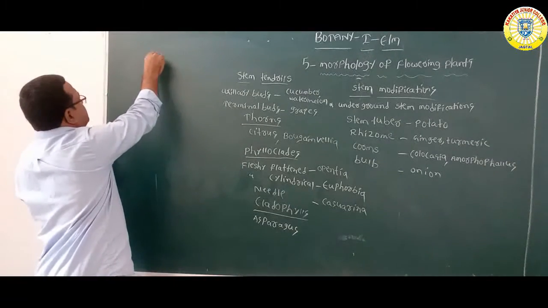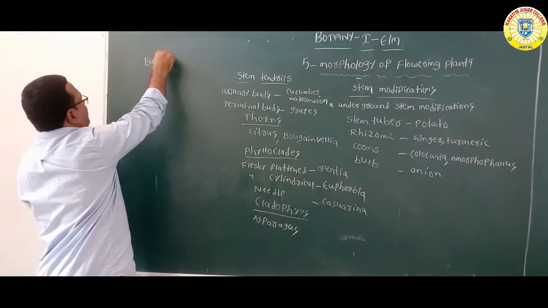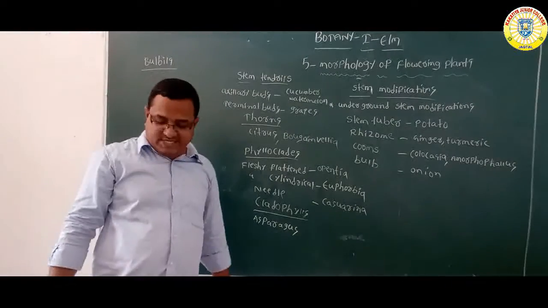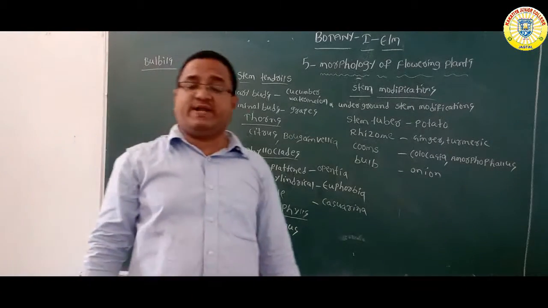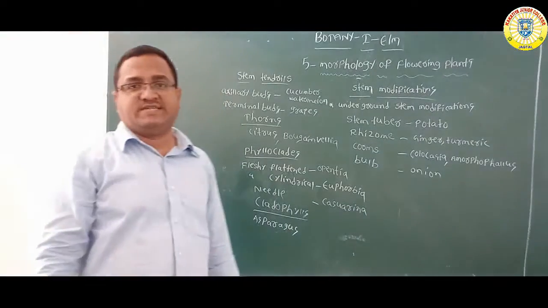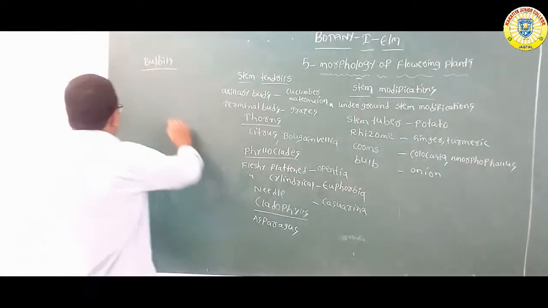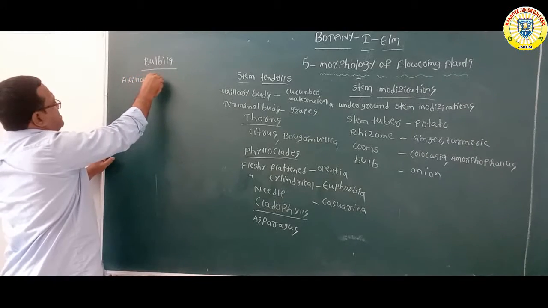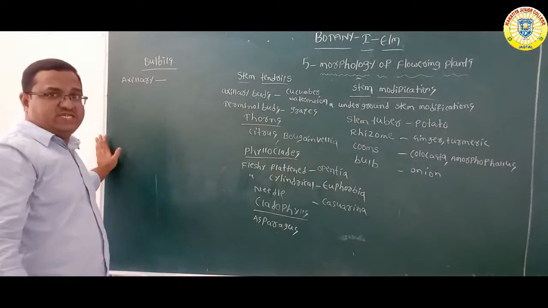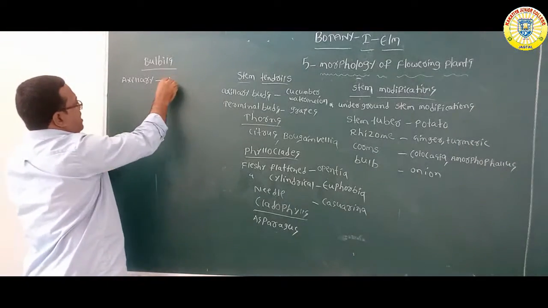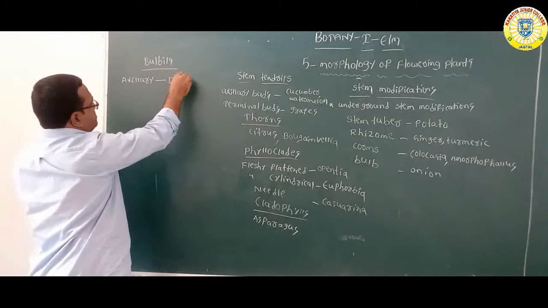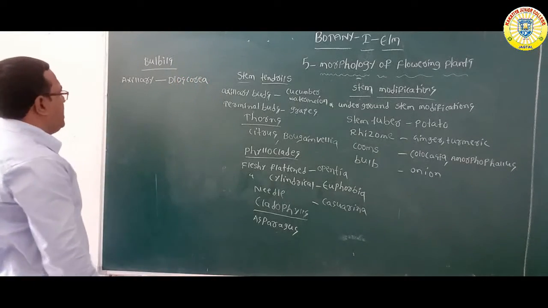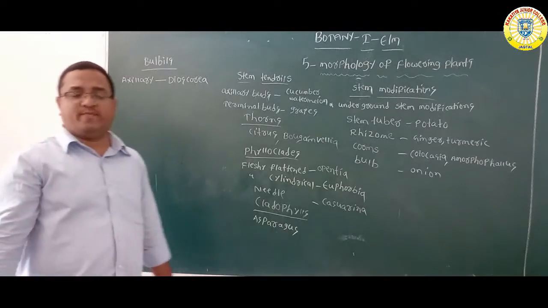Next, bulbils. What are bulbils? Bulbils means that in some plants the buds, especially axillary buds and terminal buds, store the food material. Best example, the Dioscorea plant. In Dioscorea, axillary buds store the food material.